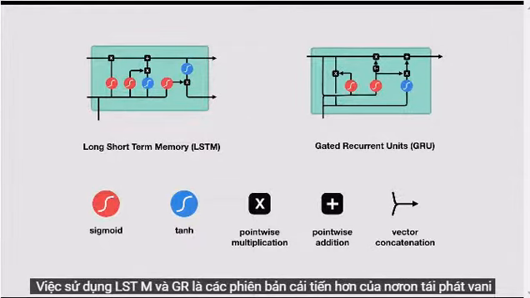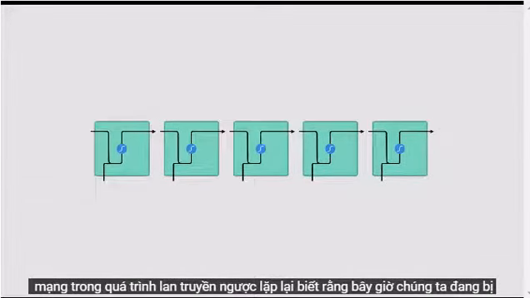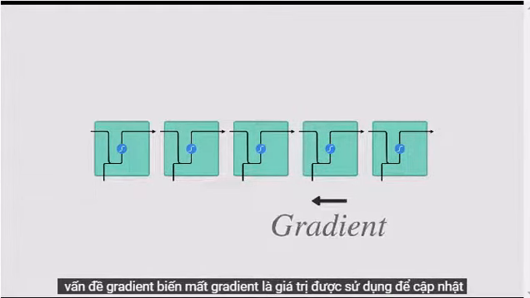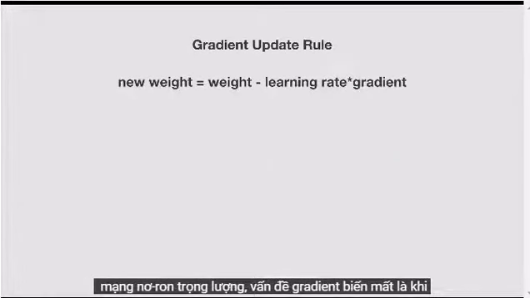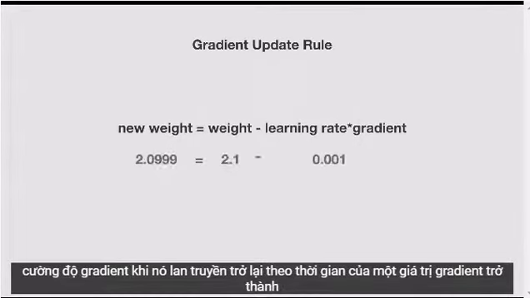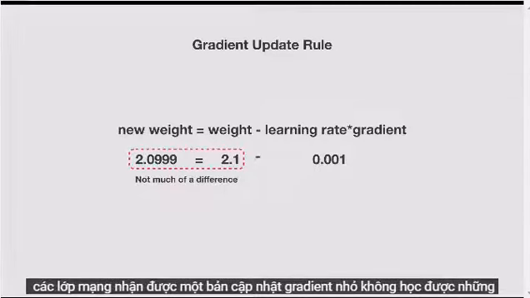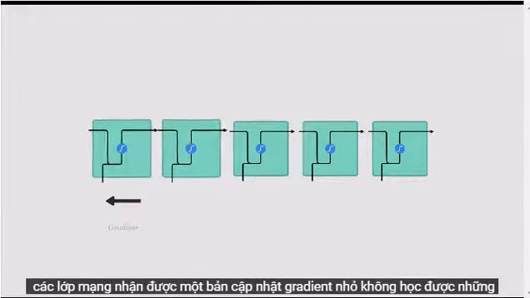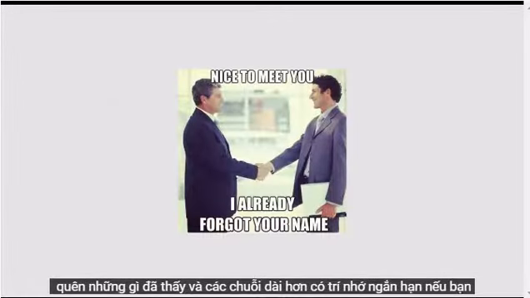LSTMs and GRUs are the more evolved versions of the vanilla recurrent neural networks. During backpropagation, recurrent neural networks suffer from the vanishing gradient problem. The gradient is the value used to update a neural network's weight. The vanishing gradient problem is when the gradient shrinks as it backpropagates through time. If a gradient value becomes extremely small, it doesn't contribute to much learning. So in recurrent neural networks, layers that get a small gradient update don't learn. Those are usually the earlier layers. Because these layers don't learn, RNNs can forget what is seen in longer sequences, thus having short-term memory.